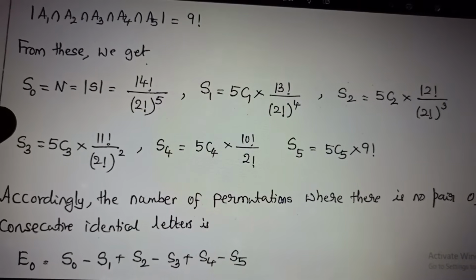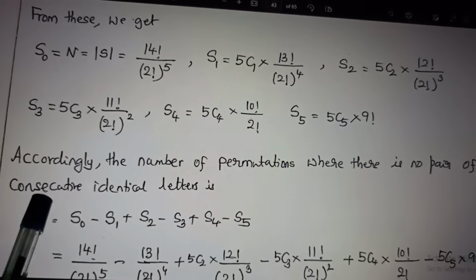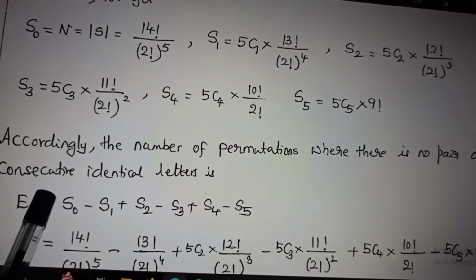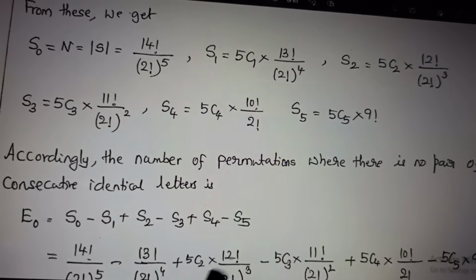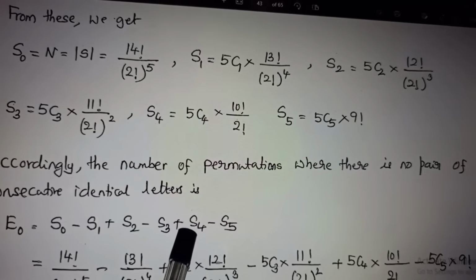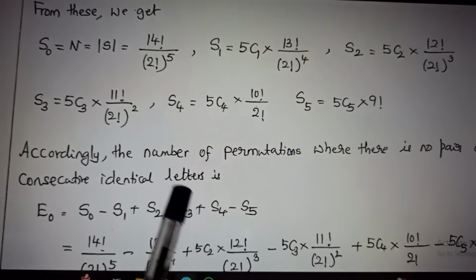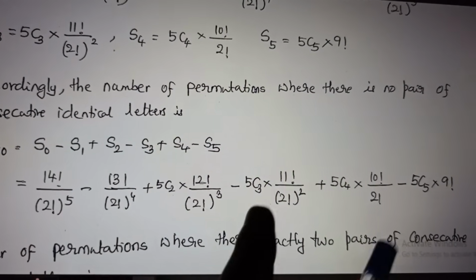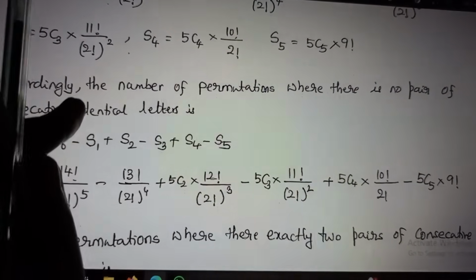So finally what we are going to do is find the value of A0. This is the standard formula again, with minus and plus signs alternating like that, which you can remember. Once you substitute all 5 values, you will get one answer.